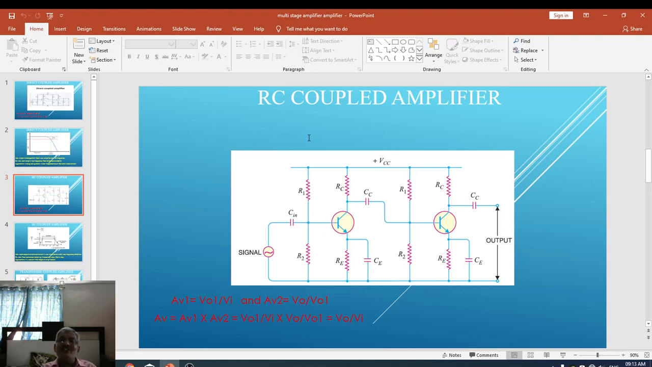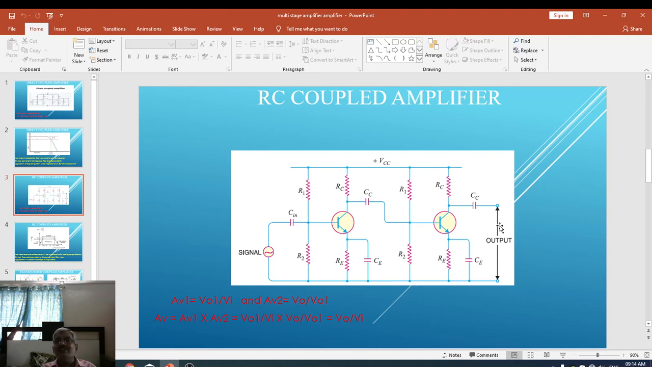This is the construction and working of the RC coupled amplifier. Friends, here also we are going to study the frequency response of this two-stage RC coupled amplifier. As we know, frequency response is nothing but the graph of input frequency versus the gain of that amplifier. To obtain that, keep the input signal voltage magnitude constant, vary the frequency of the input signal and note down the output voltage.